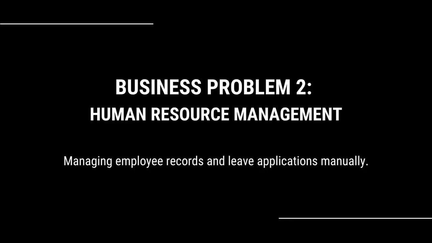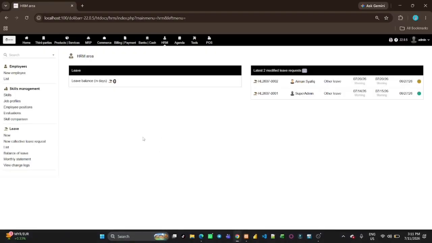The second business problem is human resource management. Managing employee records and leave applications manually can make HR processes more time-consuming and difficult to monitor. To solve this problem, we implemented the human resource management module, which centralized employee information and leave management. Now let's see how the solution works in the ERP system.